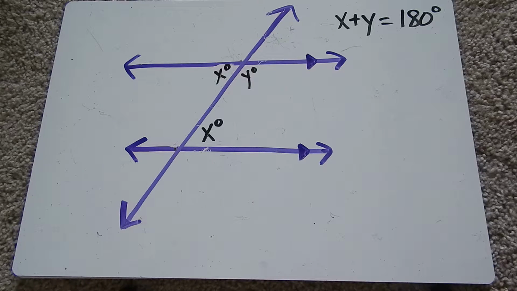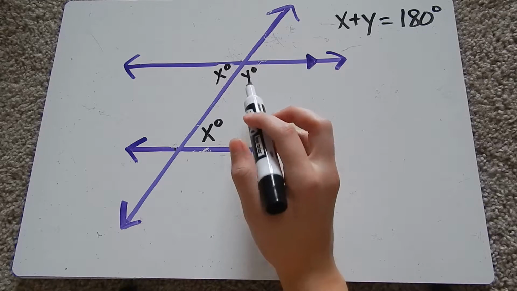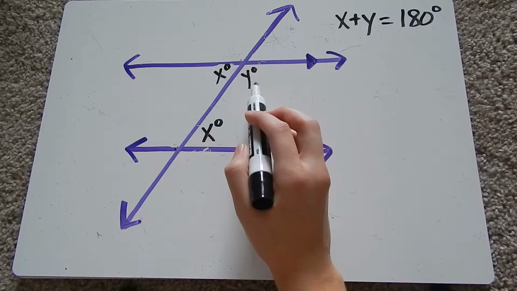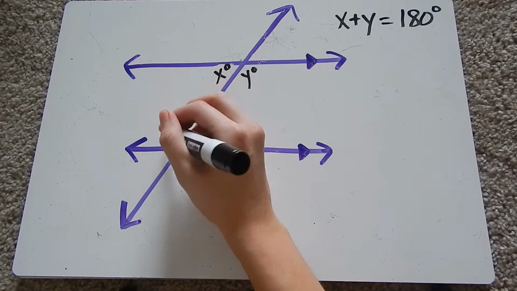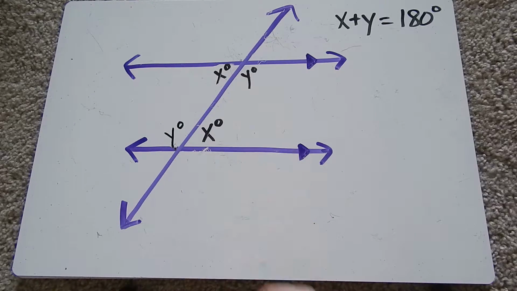That will also be x degrees, and it would work the same way with y. This is y degrees here, so its alternate interior angle is going to also be y degrees. Again, it's going to work like that every single time.